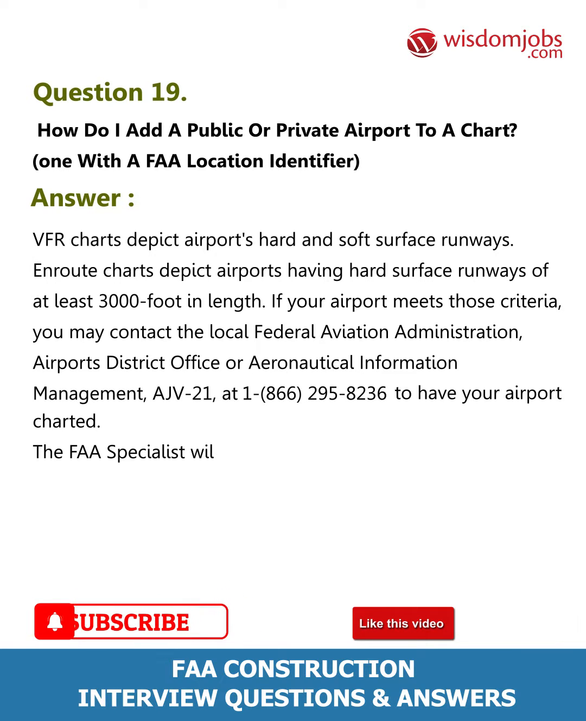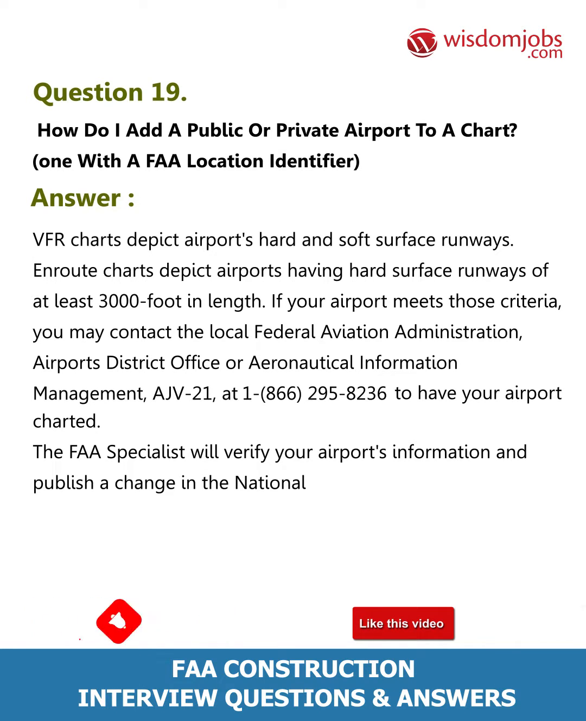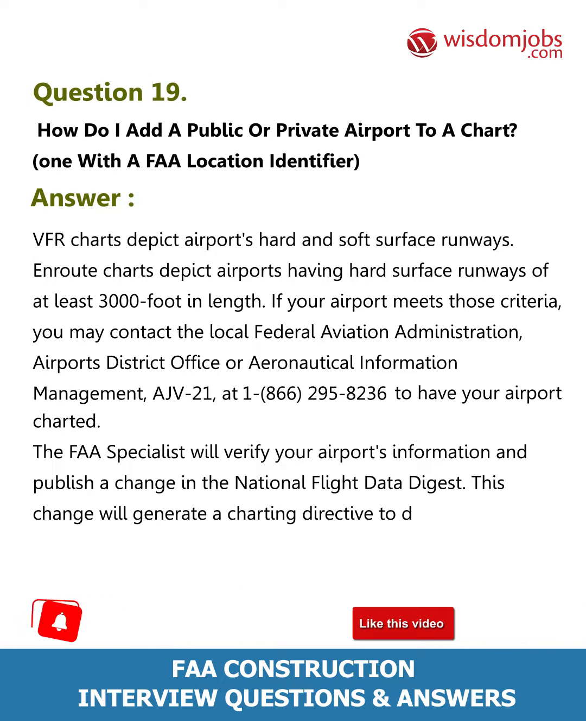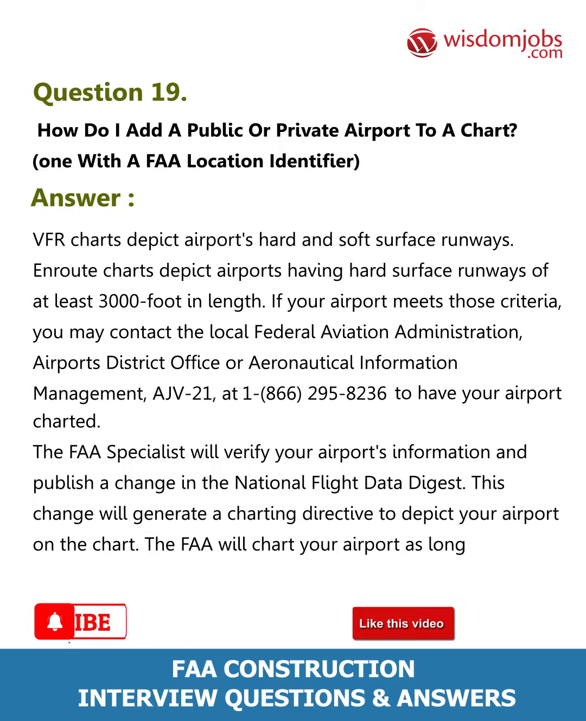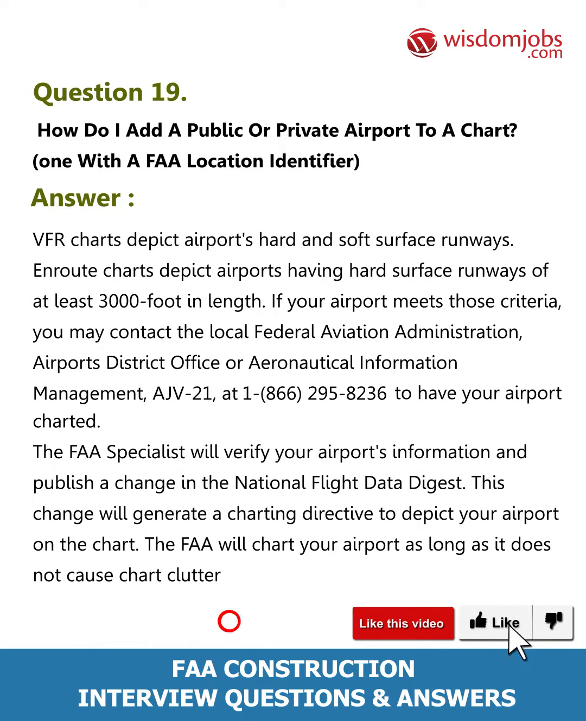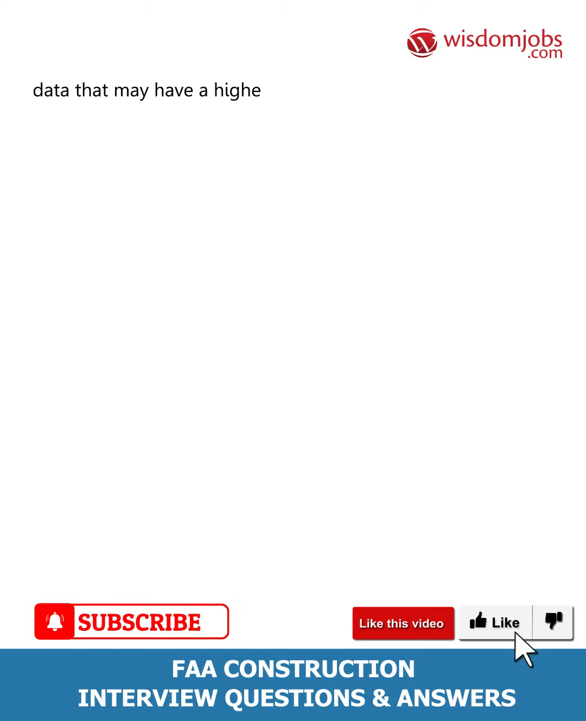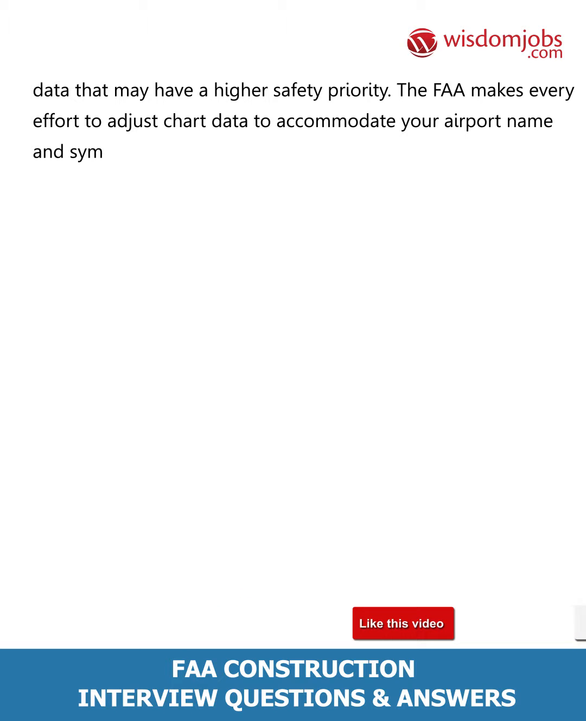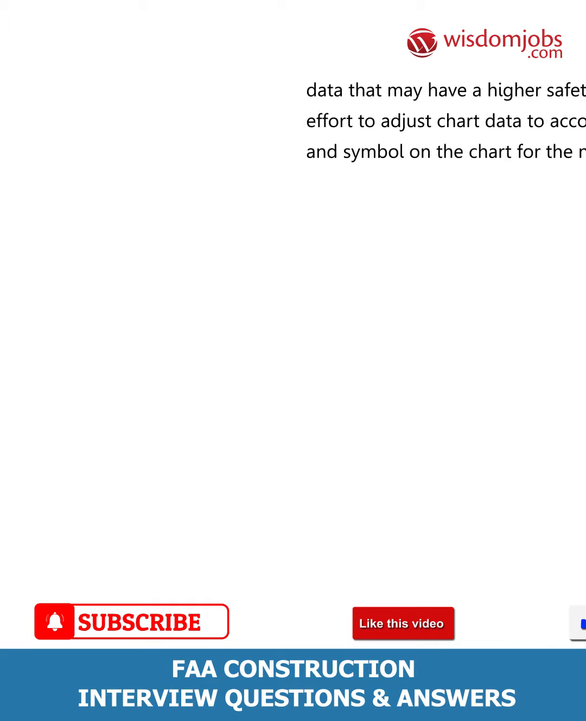The FAA specialist will verify your airport's information and publish a change in the National Flight Data Digest. This change will generate a charting directive to depict your airport on the chart. The FAA will chart your airport as long as it does not cause chart clutter and does not interfere with any existing data that may have a higher safety priority. The FAA makes every effort to adjust chart data to accommodate your airport name and symbol on the chart for the next publication cycle.